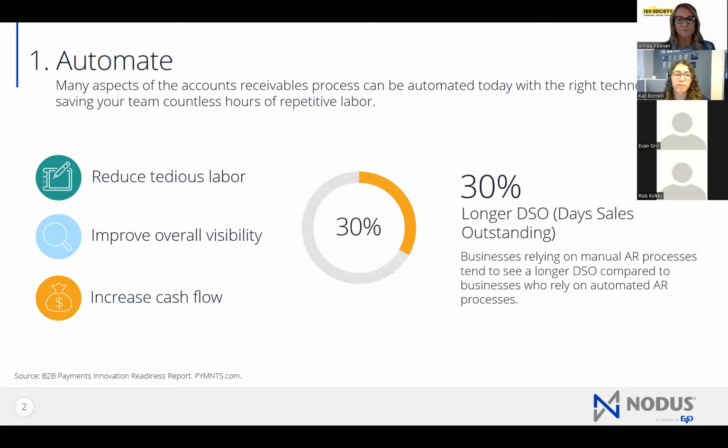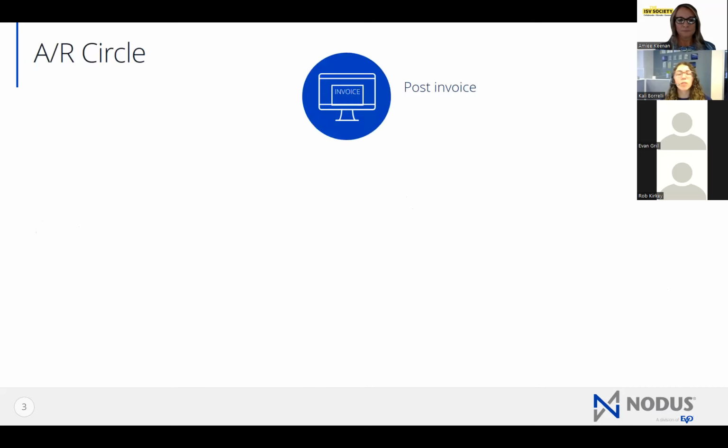And I'm going to be citing a study that payments.com did a couple of years ago in 2020 on B2B companies, and it was all about their payment process. One of the points of the report was showing that companies that focus on manual AR processes actually saw a longer DSO, or days sales outstanding, than companies who relied on automation. And DSO is important because that's basically how long our invoices stay unpaid. And so we want to make sure that we can try to get paid as soon as possible to increase our cash flow.